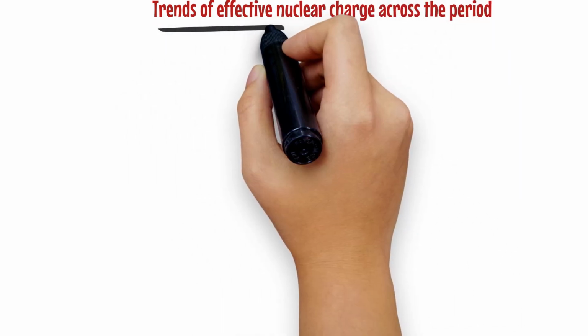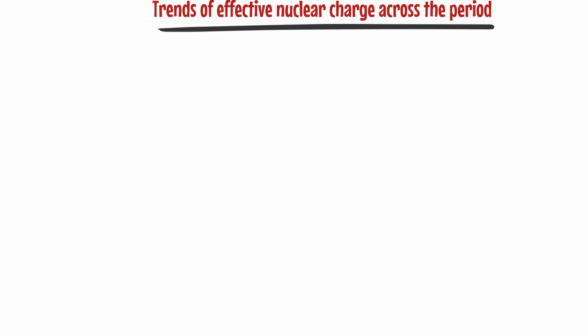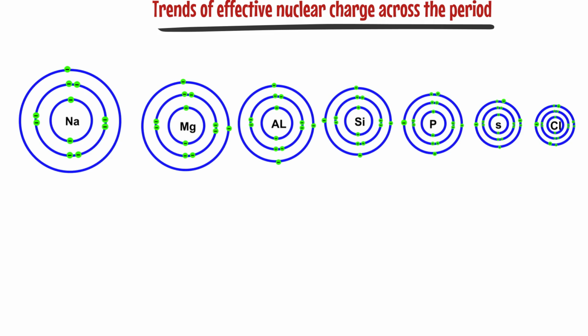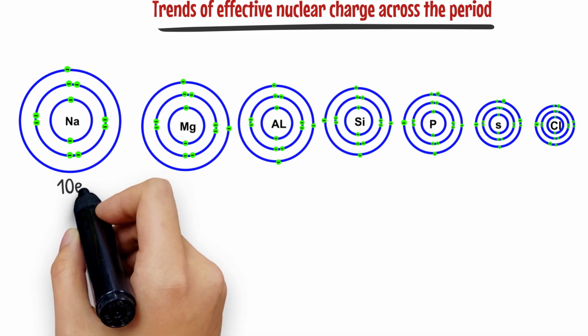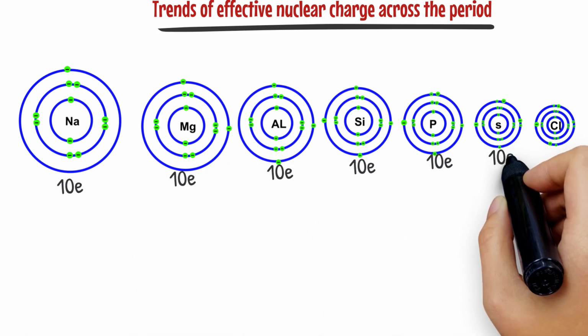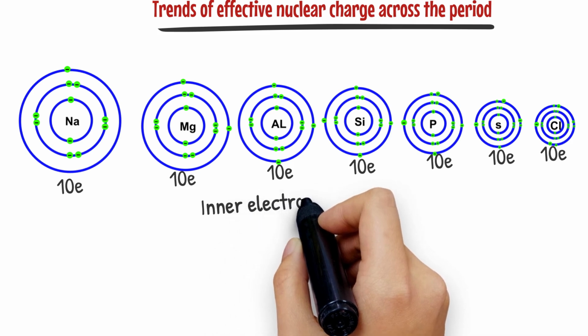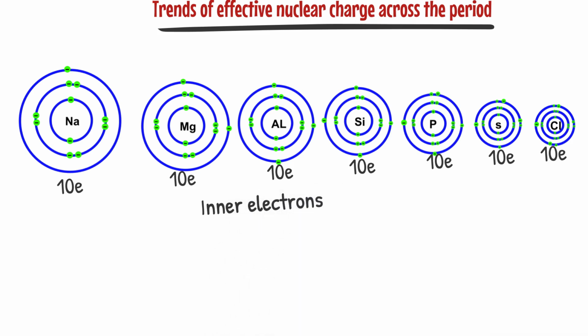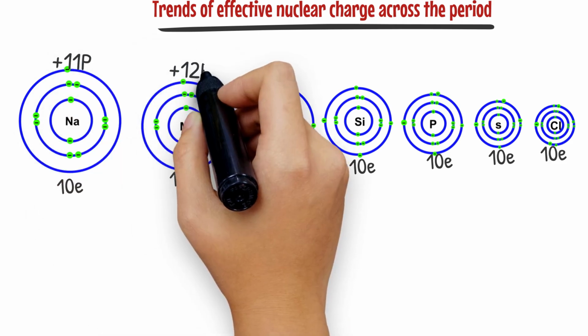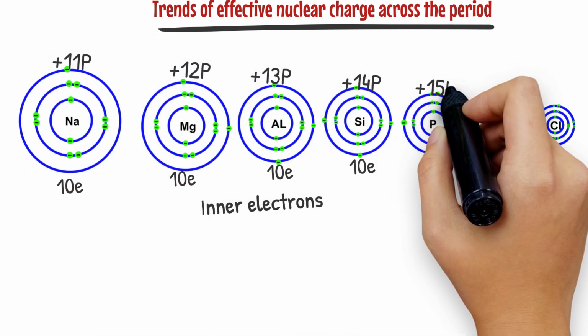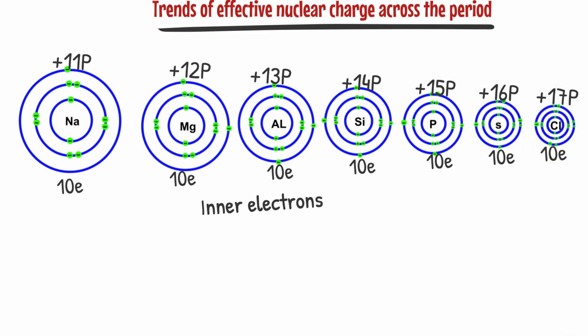Trends of effective nuclear charge across the period. Consider these elements from period 3. Left to right in the same period, the strength of the shielding effect remains constant because the inner electrons also remain constant. Left to right in the same period, the number of protons increases. The protons are added to the nucleus as electrons are being added to the same energy level.